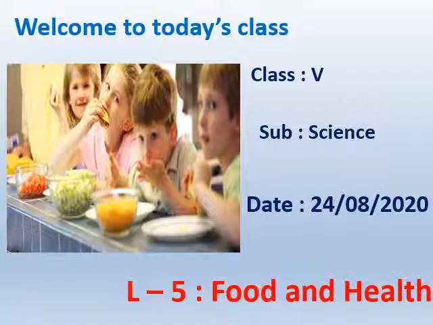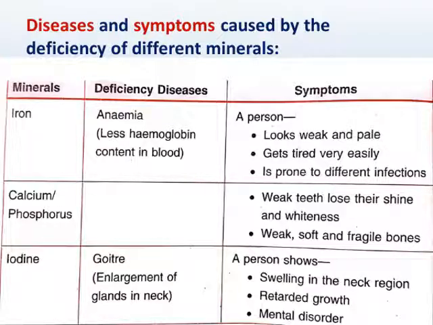So in last class we discussed different diseases and symptoms caused by deficiency of minerals. We discussed iron, calcium, phosphorus and iodine. Mainly, iron deficiency causes anemia, that is less hemoglobin content in blood. And due to lack of iodine, the deficiency disease caused is goiter, that means enlargement of glands in the neck. Now we go ahead with the symptoms of iron deficiency.